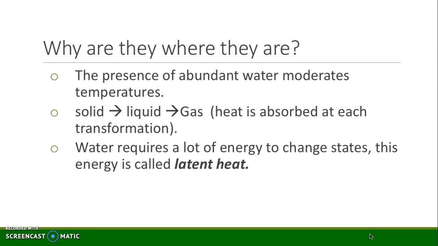So what does this have to do with anything? When we're looking at the locations of the biomes and these climatological patterns, we have to think about water because the presence of water moderates temperatures. So that means that there's not as extreme of temperature fluctuations in zones that have abundant water.